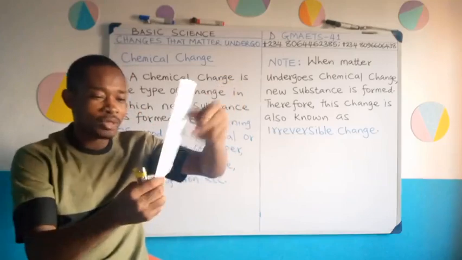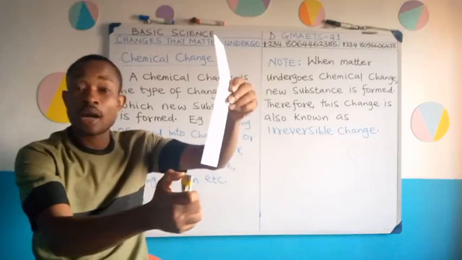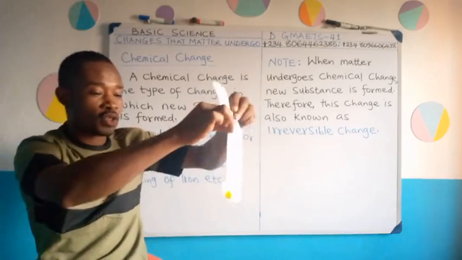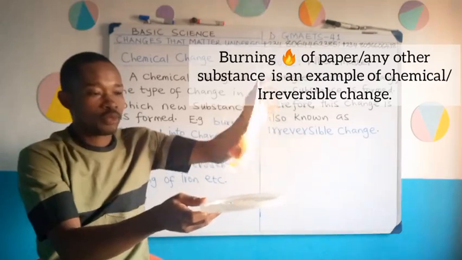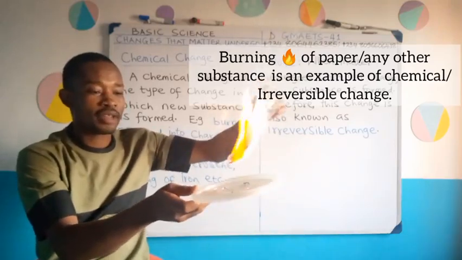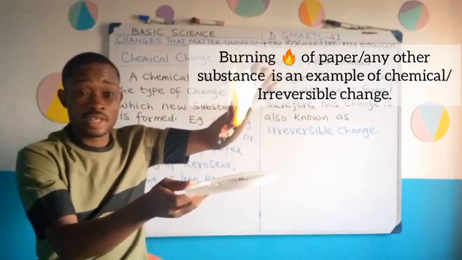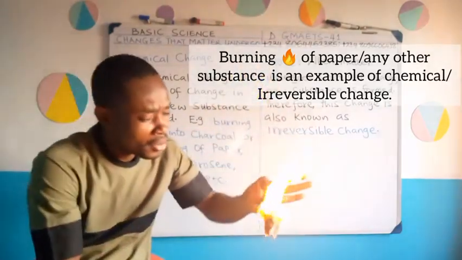Now I have to be careful so that I don't burn my hand. So let's watch. Are you ready? This is the paper. Now I want to light. Alright, so let's watch and see. It's burning. So I'm going to collect what is going to form from there. Alright, you can see some things dropping. So that is the new substance formed.